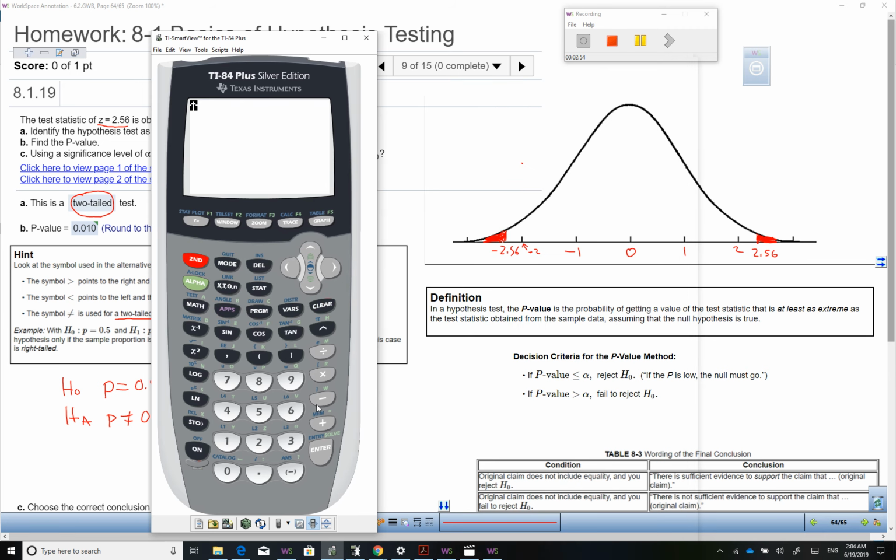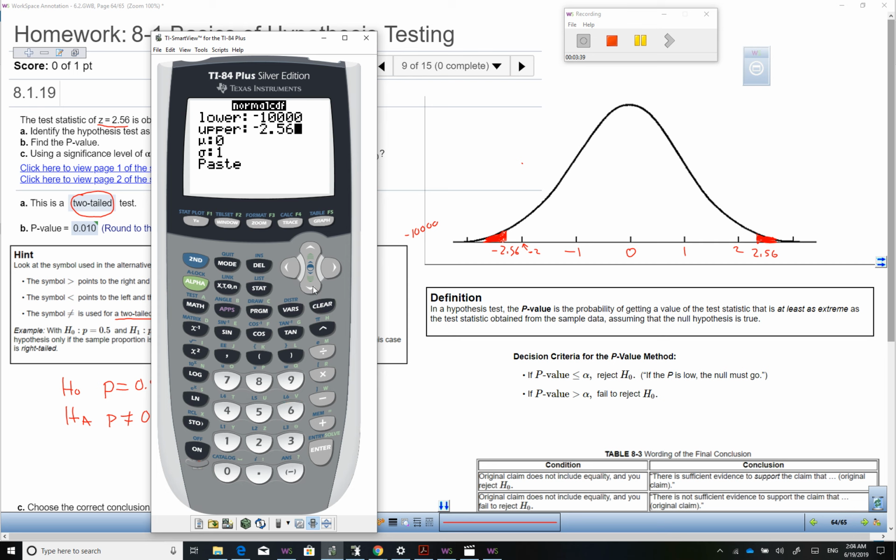Let me reset my calculator real quick. So we go to second, vars, and we use normal CDF. And for the lower limit, we might choose any negative huge number, like I use negative 10,000. If you want to use that one, that's fine. Upper value in this case is negative 2.56. The mean of this distribution is 0. The standard deviation is 1 because it's the standard normal distribution.